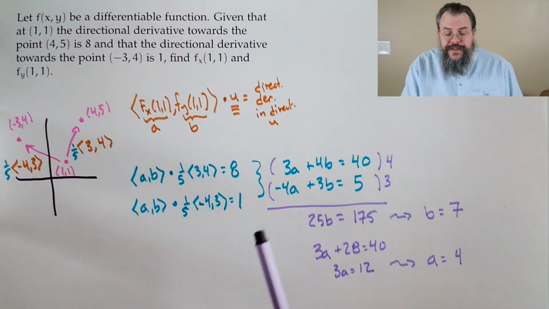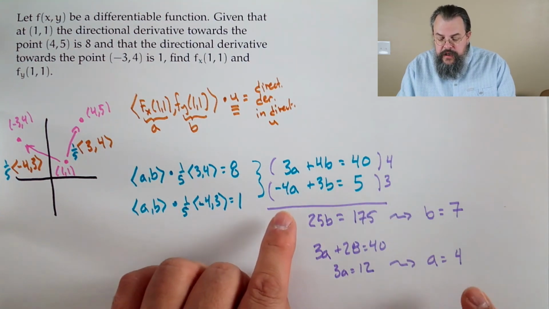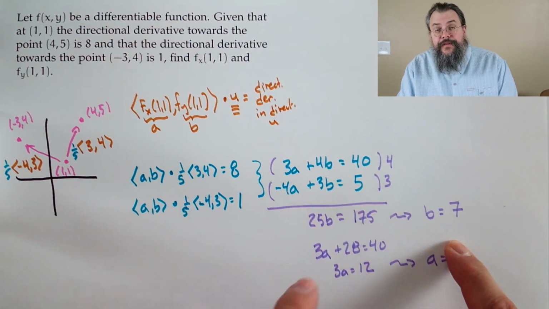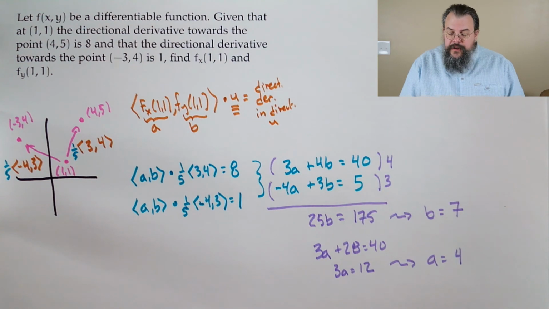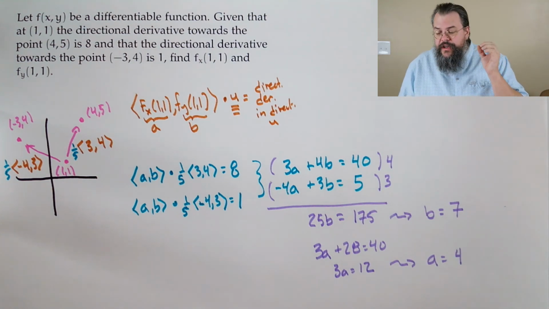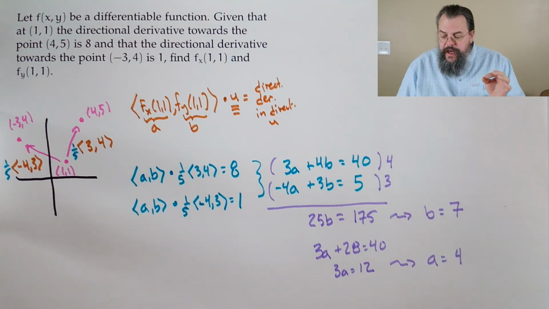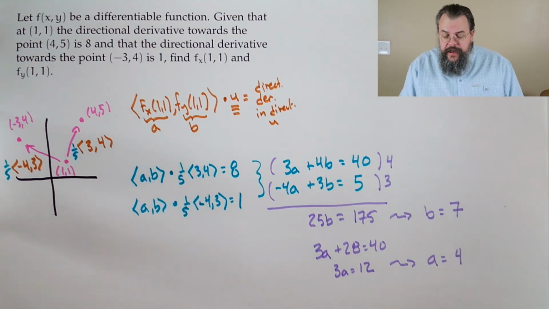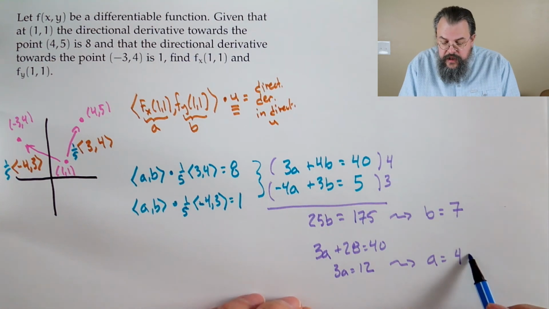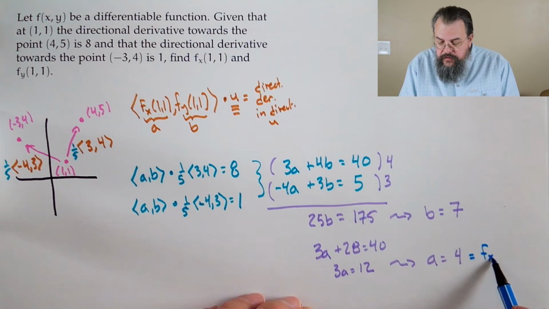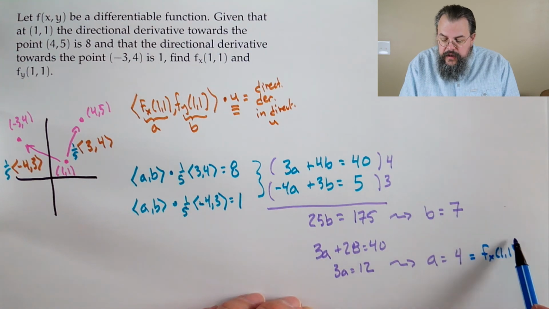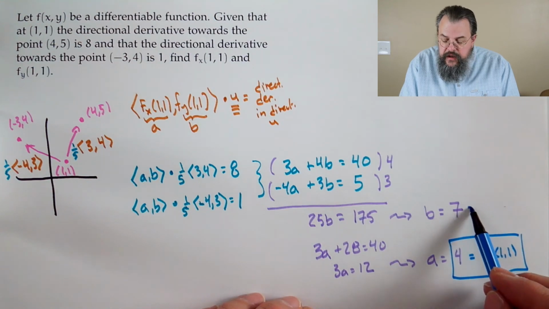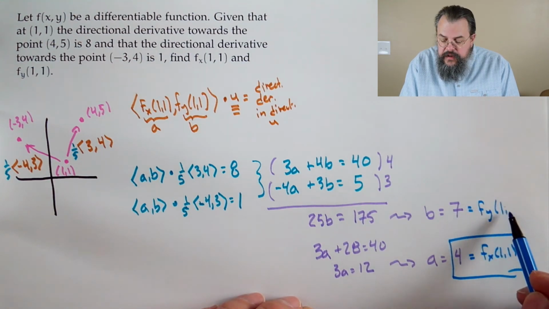We have our solution. You can even check it. Works for this one, right? Because you'll see minus 16 plus 21 does in fact equal 5. So remember, A and B were just shortcut names. So f sub x at 1, 1, which is what we're trying to find, is equal to A, and that is 4. And f sub y at 1, 1, that's B, and that equals 7.